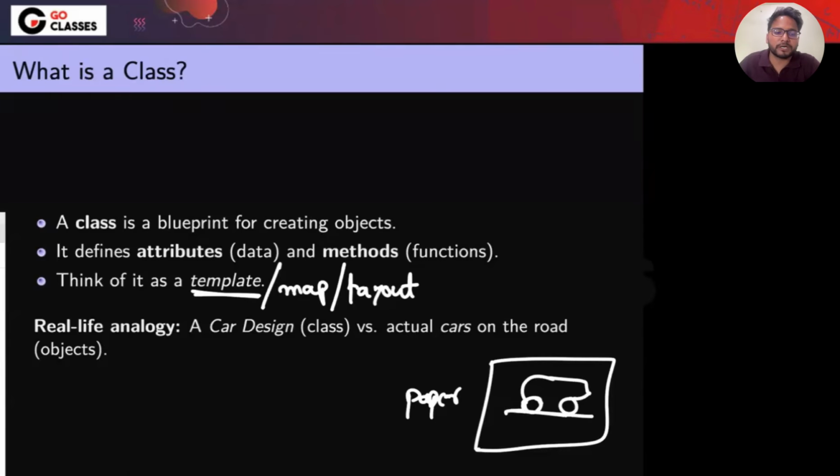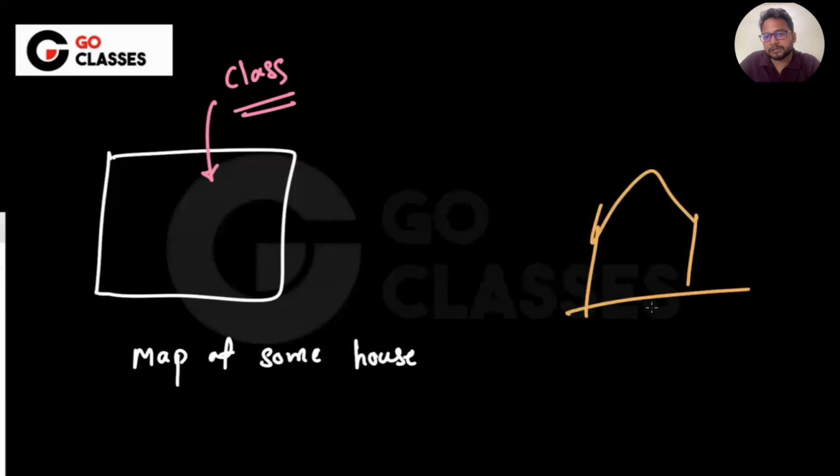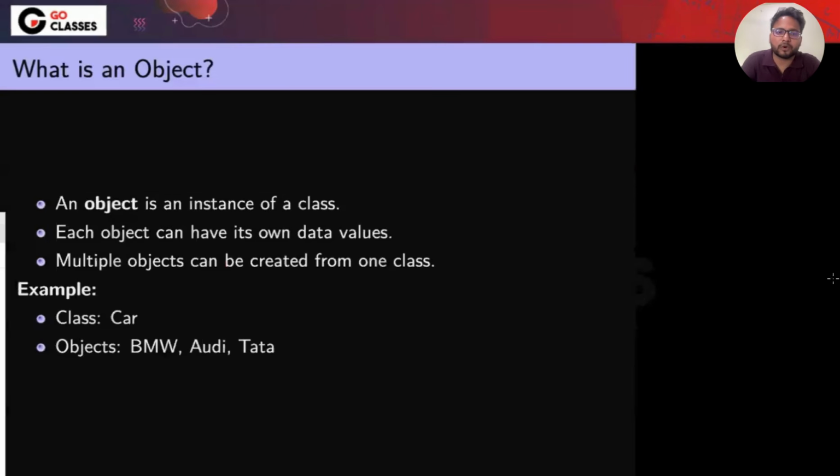Or in other words, there is an architect. If that architect has a house map, then this is called a class, just like a layout. But if you have the real house, suppose this is the real house, then this is called an object. We will see the examples, so don't worry.